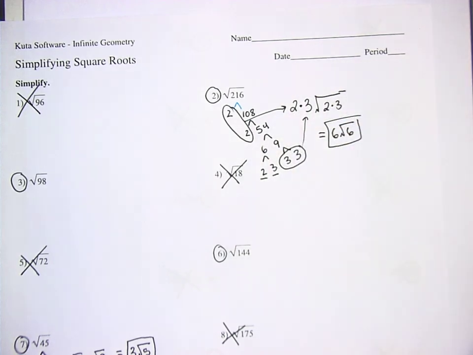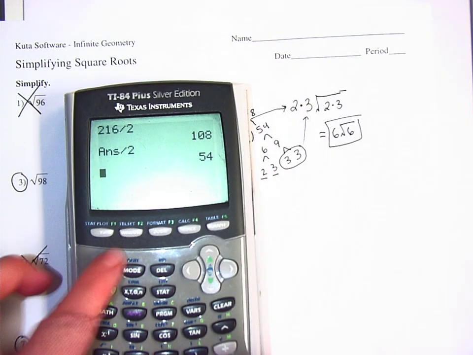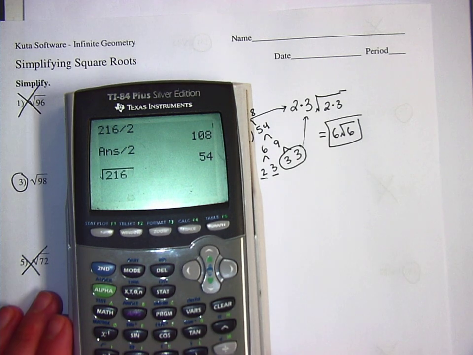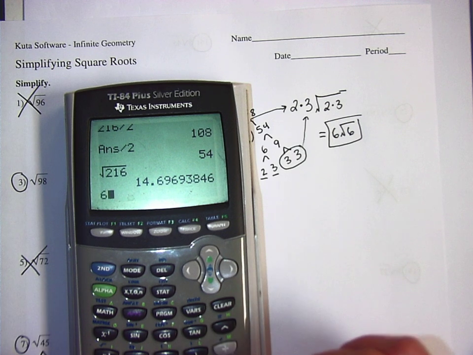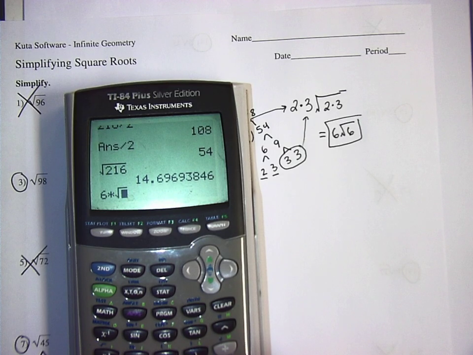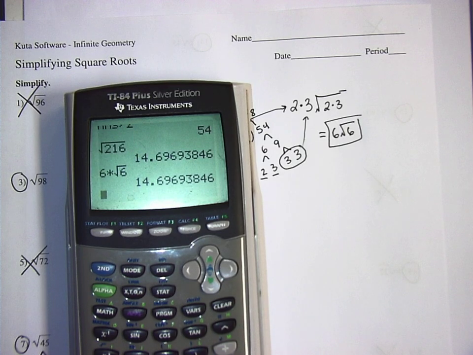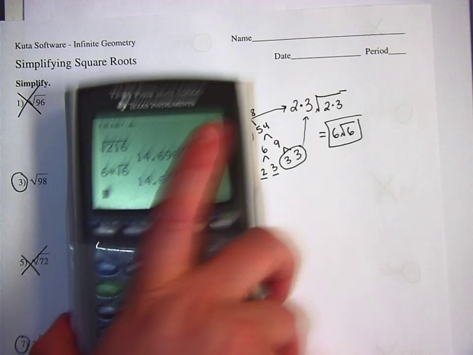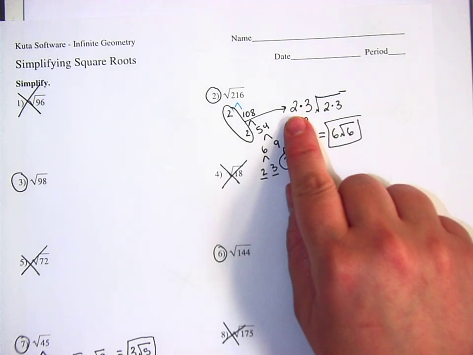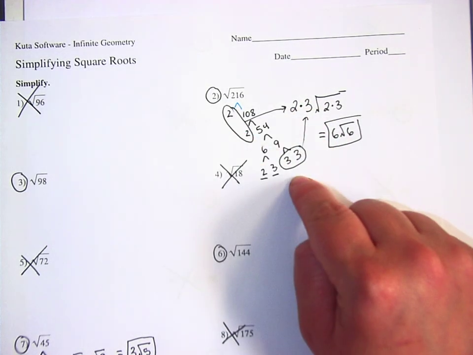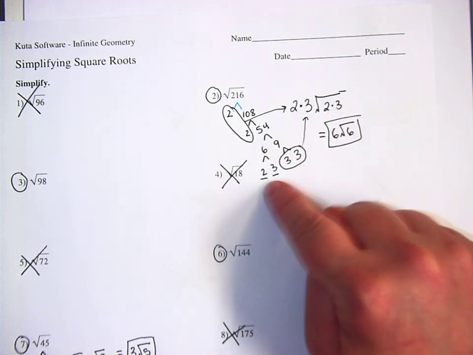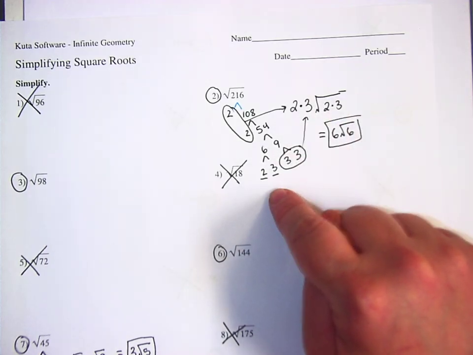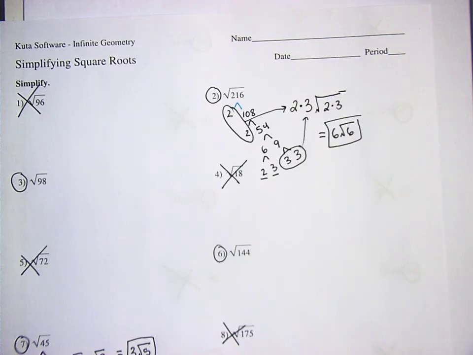And I can check my work and see if I'm right by taking the square root of 216, which is 14.69, and then multiply it by 6 times the square root of 6, which is the same thing. See that I'm correct. So again, the numbers that go on the outside of the square root are the pairs, just one of the pairs. Just like the square root of 4 is just 2, not 2 times 2, it's just 2. And then the leftovers that don't have a pair go on the inside and get multiplied.